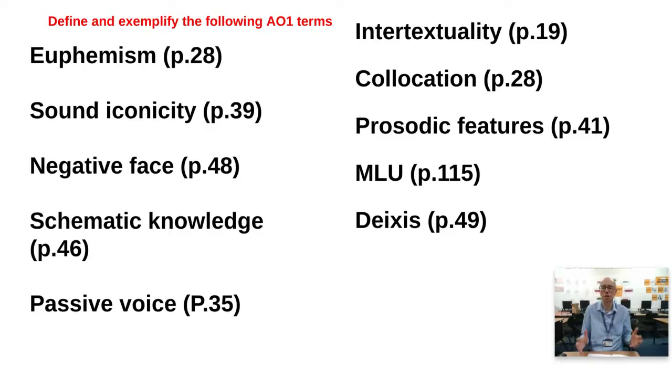Now, the next one is schematic knowledge, which is easy because a schema is a bundle of knowledge about a subject. Okay, so when you look at texts on meanings and representations, there may well be big assumptions being made in texts about the reader's schematic knowledge. The next one is the passive voice, which is an aspect of grammar.